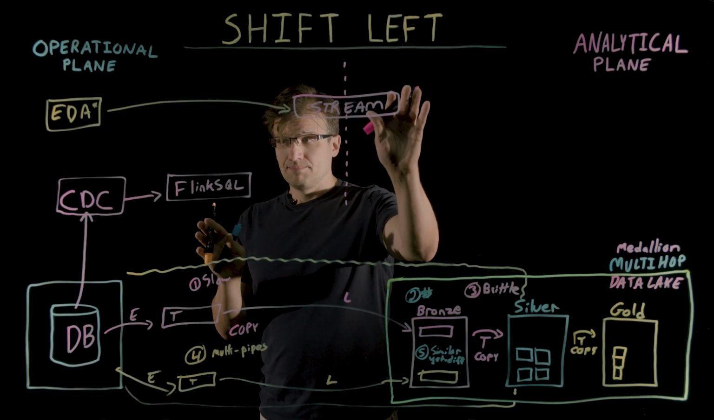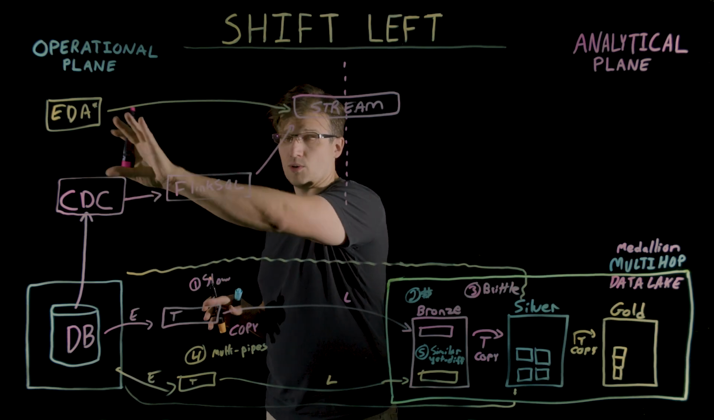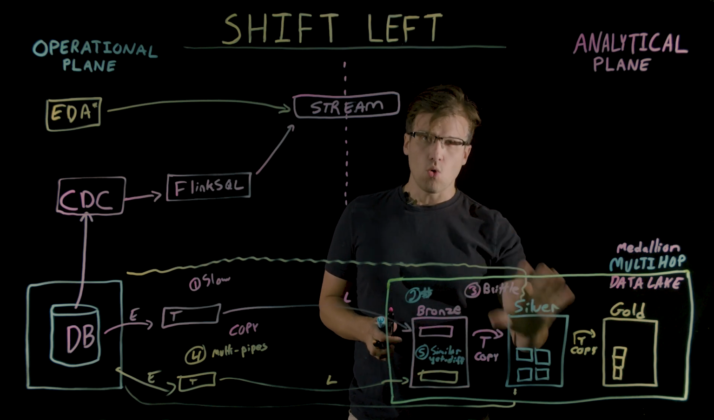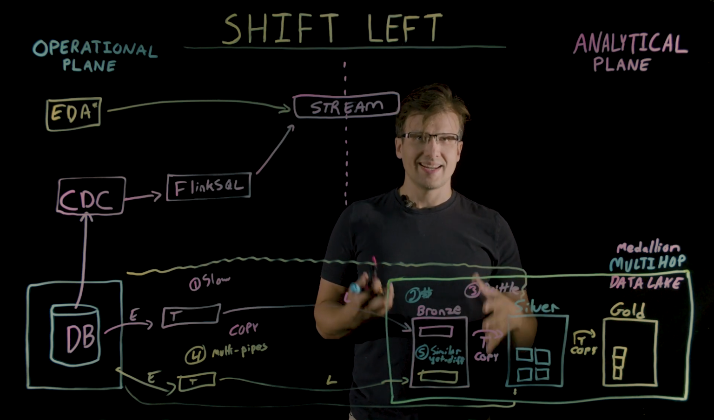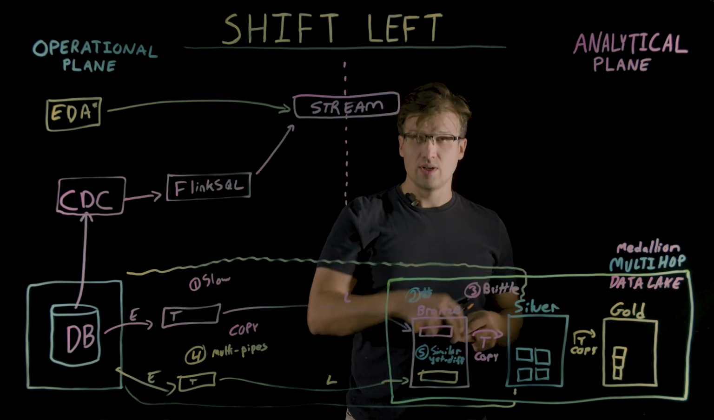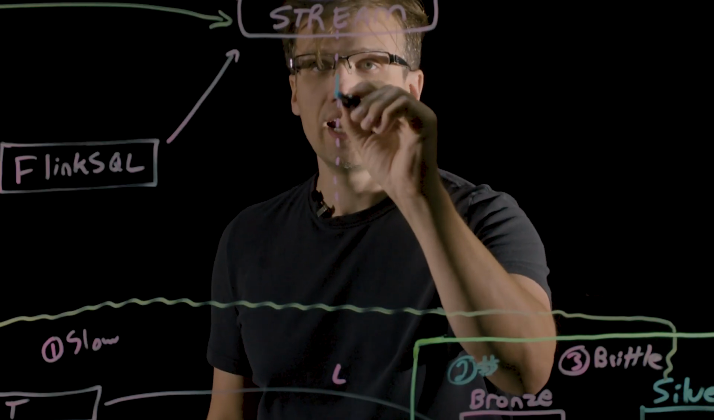So we have a stream, and we could be populating it perhaps by CDC with Flink or perhaps by event-driven architectures. But what about tables, right? This whole multi-hop architecture is predicated on tables. So to bridge this stream to table gap, we're going to rely on something that we call Tableflow.